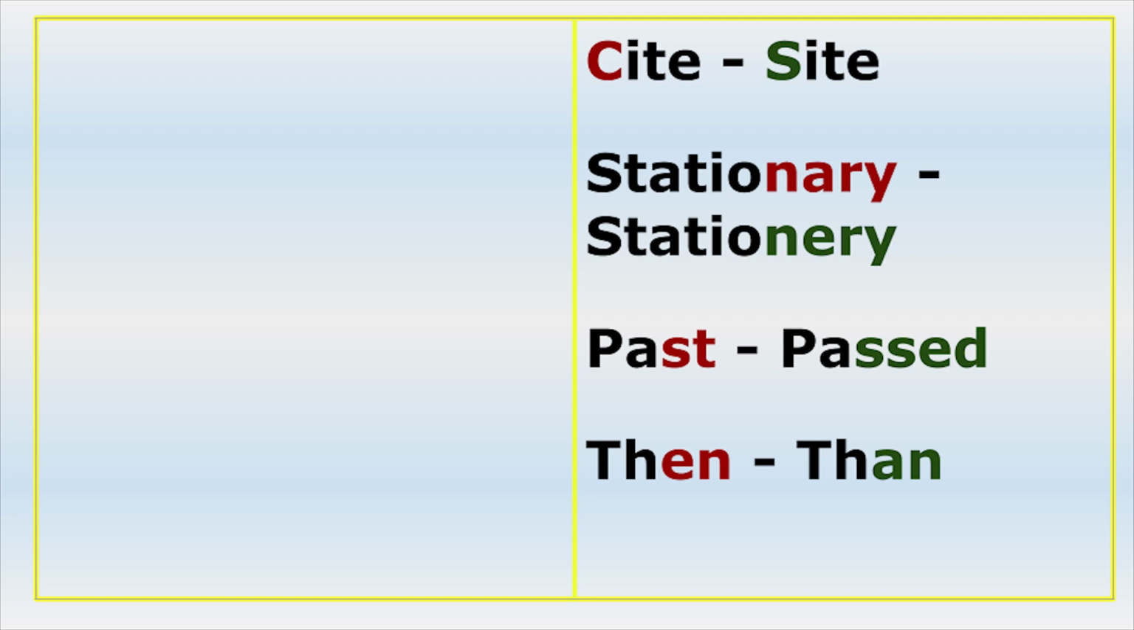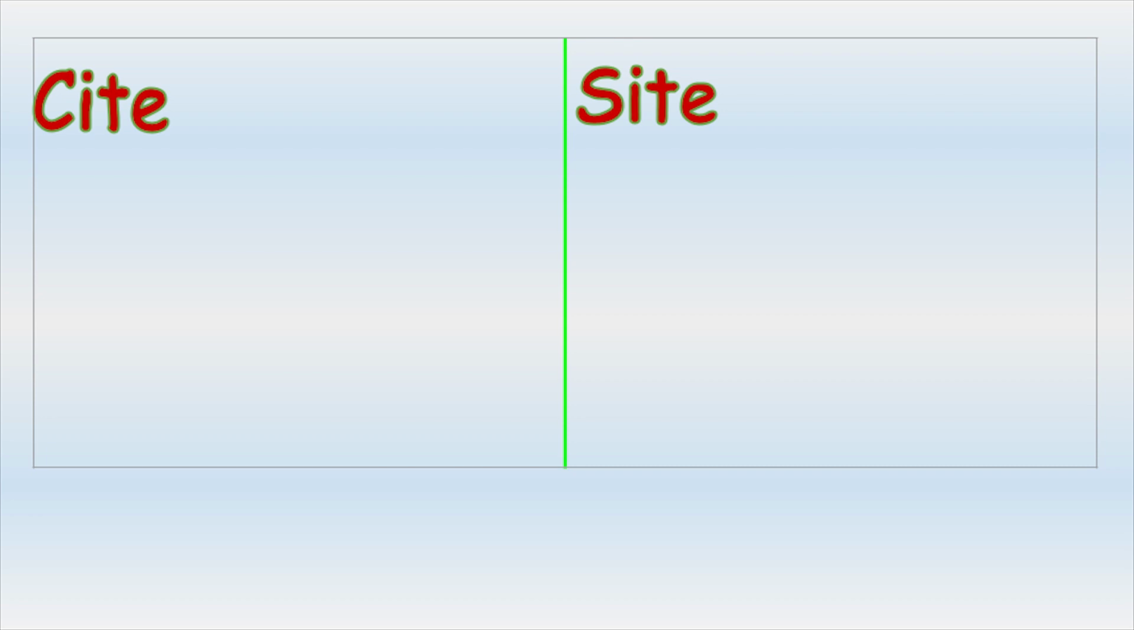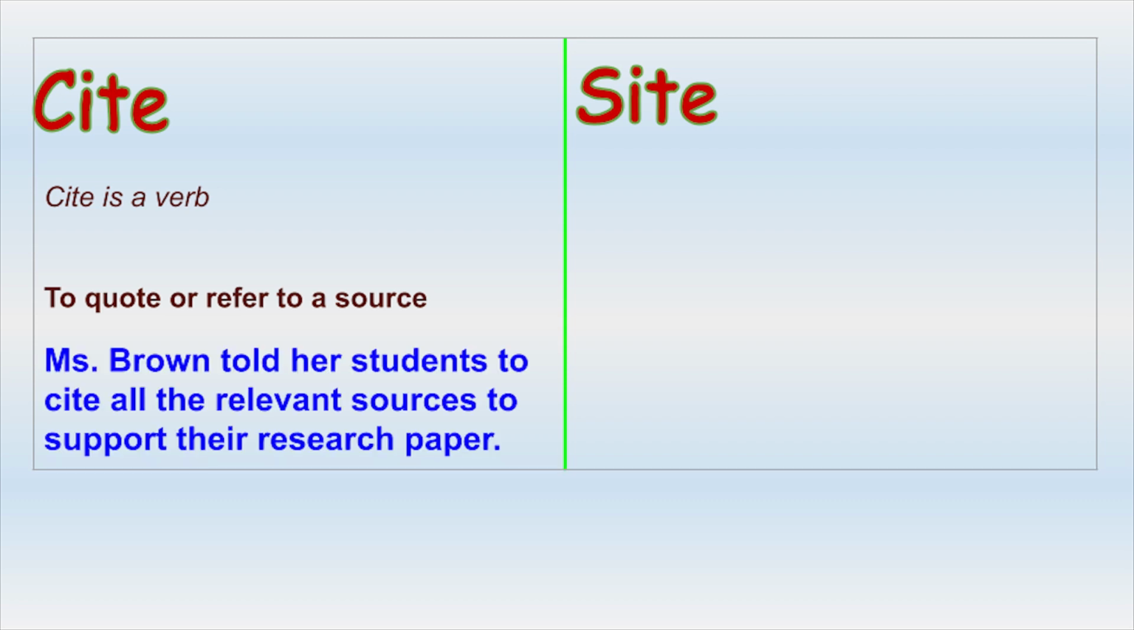Our first pair of words in this part is cite and site. Cite, C-I-T-E, and site, S-I-T-E, are homophones. They sound similar, but they have different meanings. Cite, C-I-T-E, is a verb and it means to quote or refer to a source. For example, Miss Brown told her students to cite all the relevant sources to support their research paper.